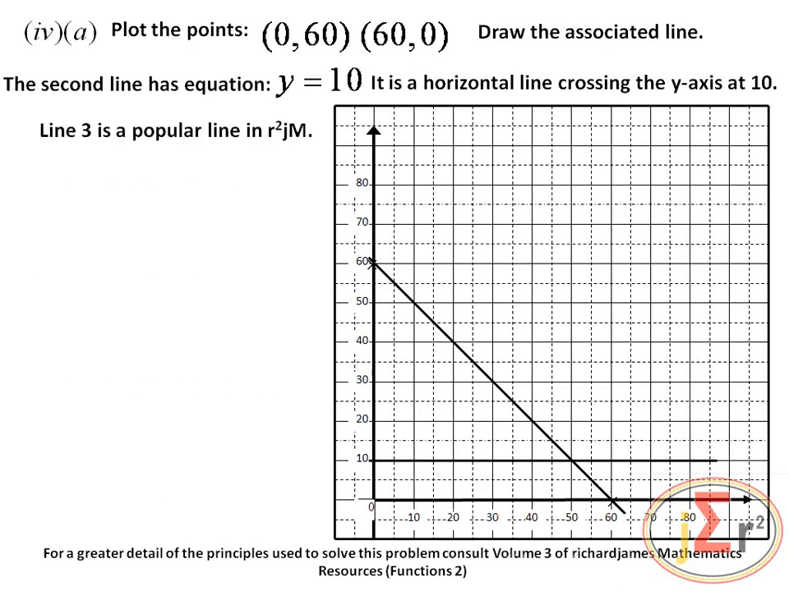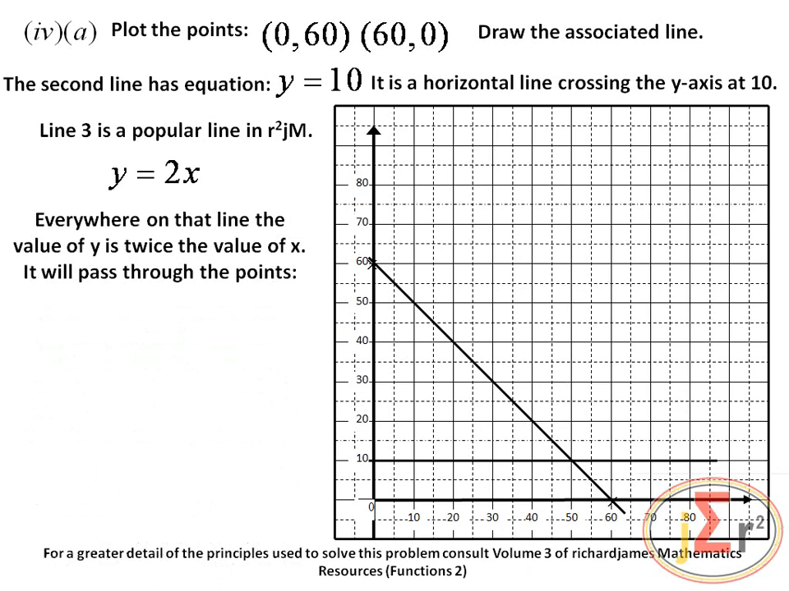Line 3 is a popular line in Richard James Mathematics Resources. Y is equal to 2x. What does that mean? It simply means that whatever x is, y is twice that. So if x is equal to 0, y is equal to 2 times 0, which is 0. And if x is equal to 30, y is equal to 2 times 30, which is 60, and so on. It is not difficult to arrive at the points that we are going to use to draw that line. So everywhere on that line, the value of y is twice the value of x.